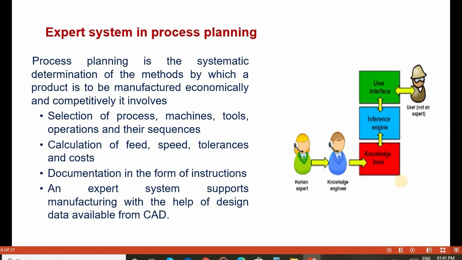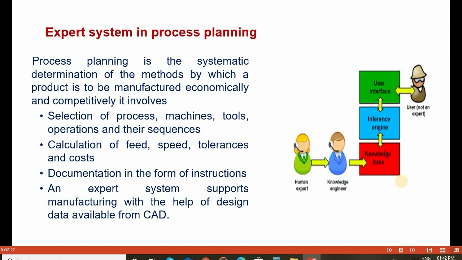Expert systems also help in various process planning activities. Process planning is the systematic determination of the methods by which a product is to be manufactured economically and competitively. In process planning, the knowledge-based expert system plays an important role in determining the various methods to be used to manufacture the product economically as well as competitively.